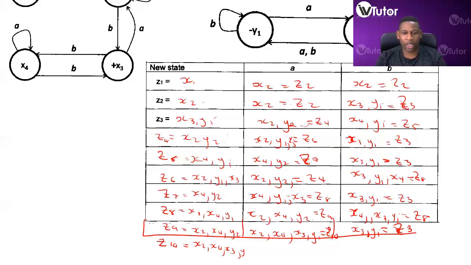X3, Y1, if you are in this state, X2 encountering A gives you X2, X4 encountering A gives you X4, X3 encountering an A gives you X2, which is already there. Y1 encountering an A gives you Y2. So X2, X4, Y2 is already given as Z9.